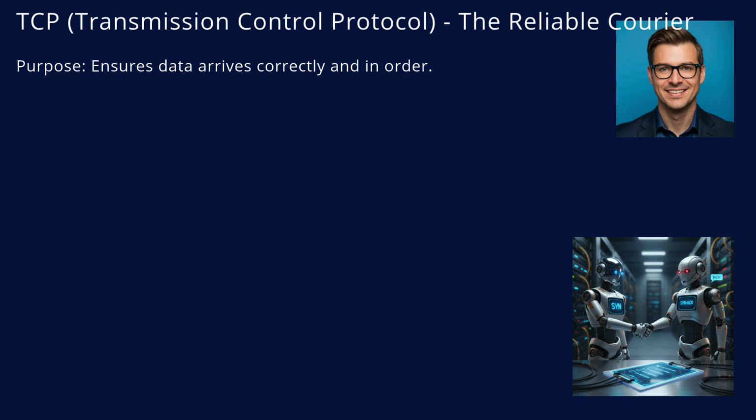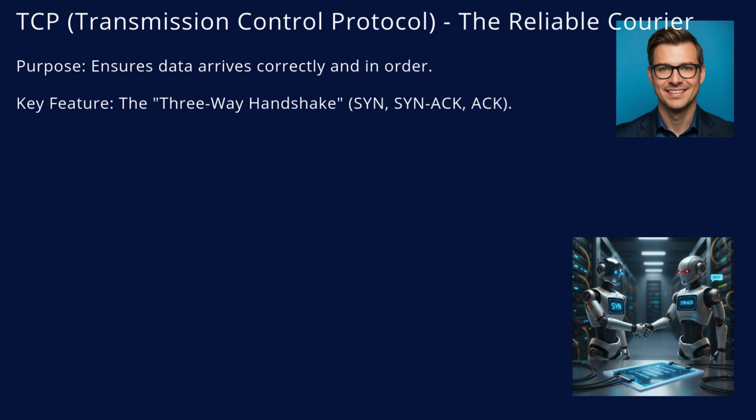Now, IP is fast, but it's not reliable. It sends packets out but doesn't check if they arrive. That is where TCP, the Transmission Control Protocol, comes in. TCP is the reliable courier. Its purpose is to guarantee delivery. It uses a famous process called the three-way handshake, SYN-ACK, to establish a connection before sending data.